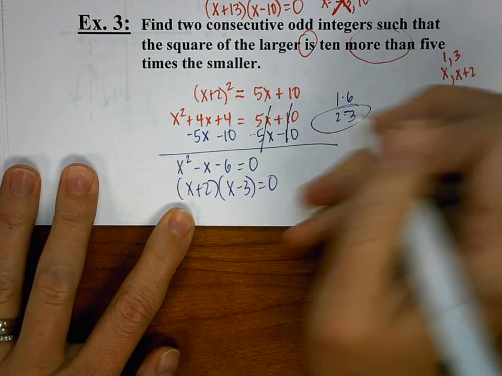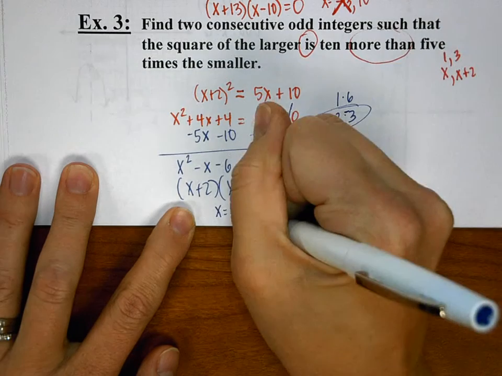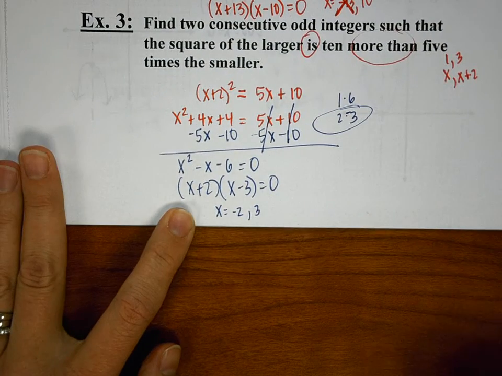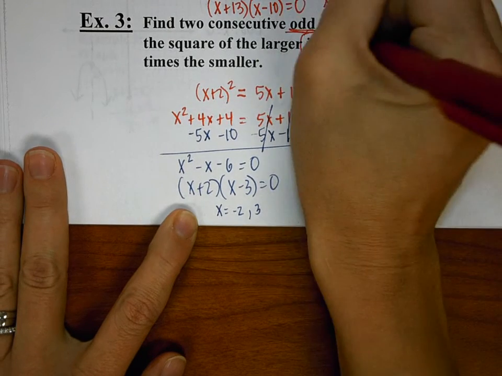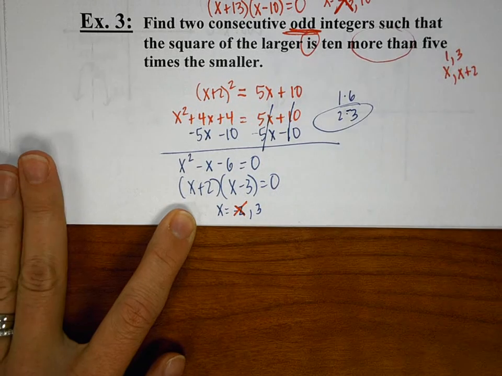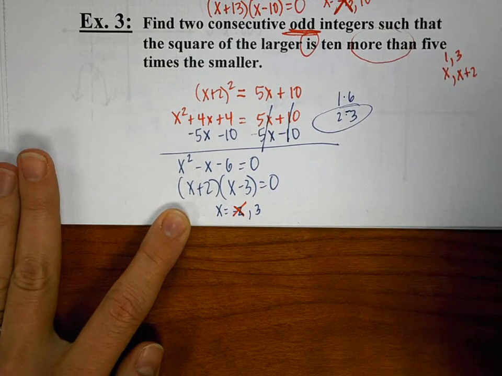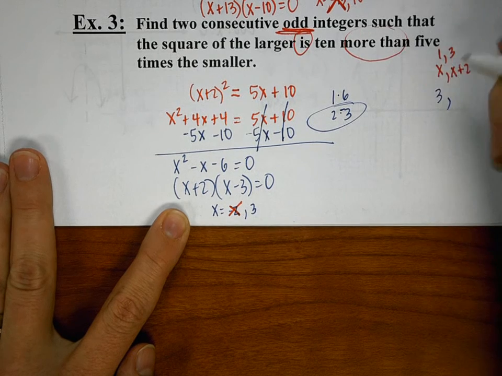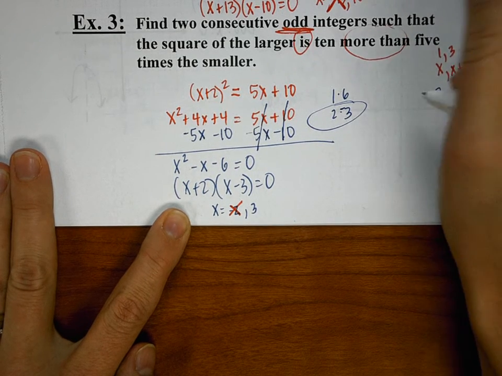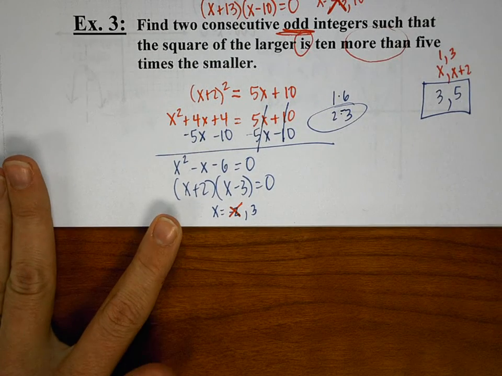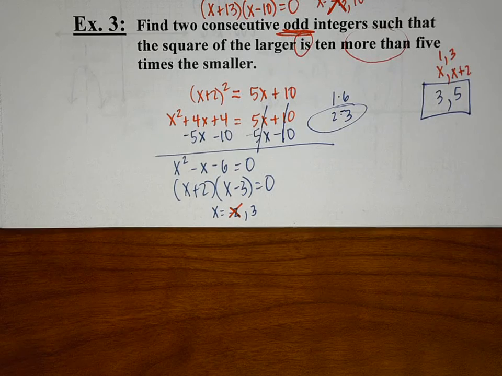When you set them equal to 0, we get x equals negative 2 and positive 3. When you go back to the original problem, it said find 2 consecutive odd integers. So which one's odd? So negative 2 is out. So when you come up here, back to our generic here, that means x equals 3, and then 3 plus 2 is 5. So my answers are 3 and 5. It didn't ask me for the sum, so that's it. That's my answer. Any questions? All right.